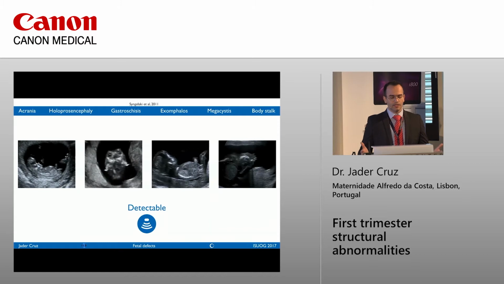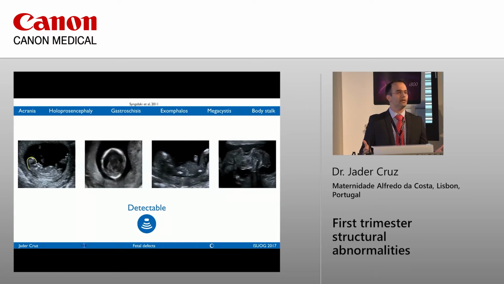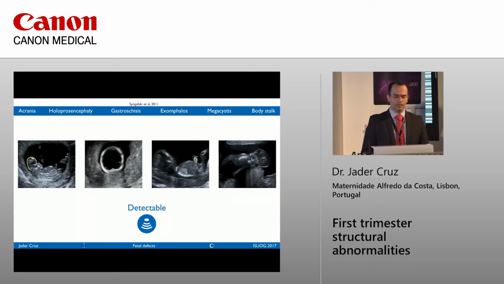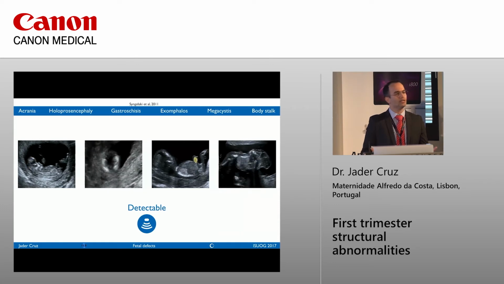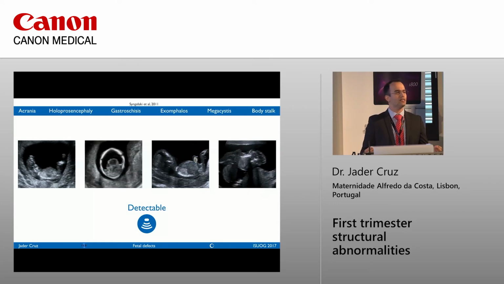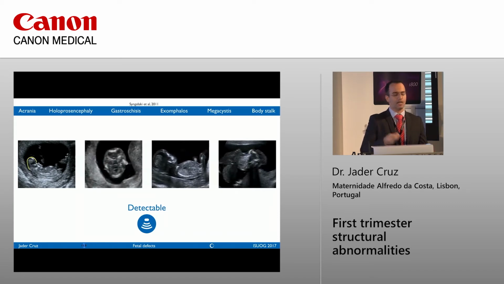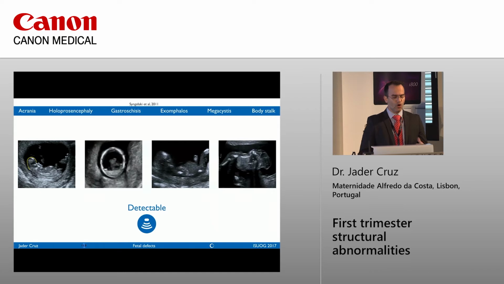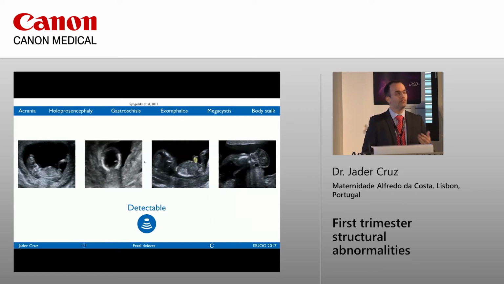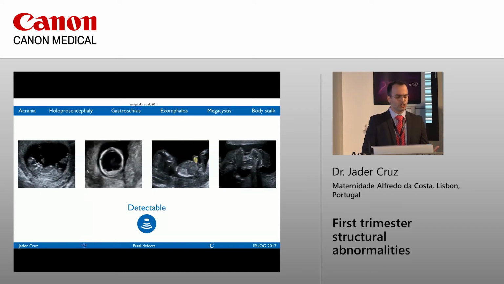These are the abnormalities that we always see in the first trimester. If you look at them, you will realize that you see them all the time because they are easily recognizable. We already know how to assess this kind of image. We all do a sagittal view of the baby when you are measuring CRL.